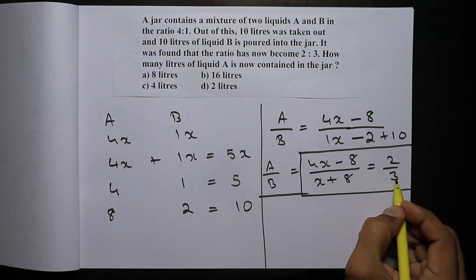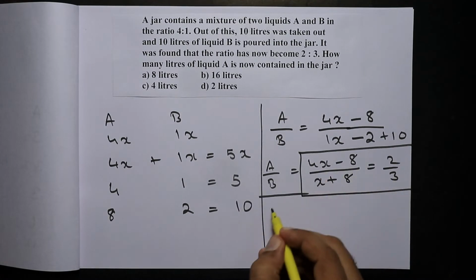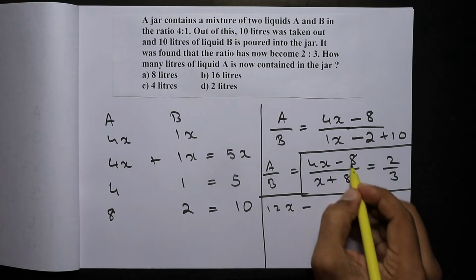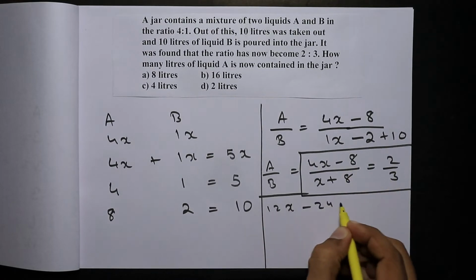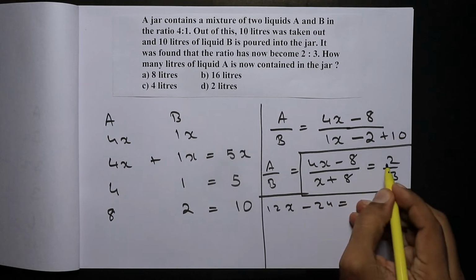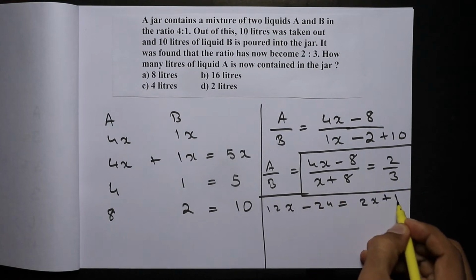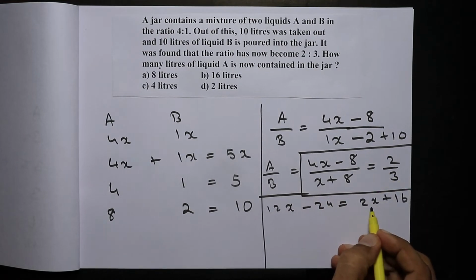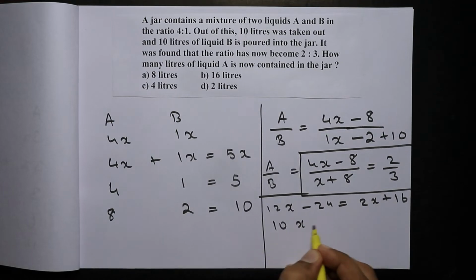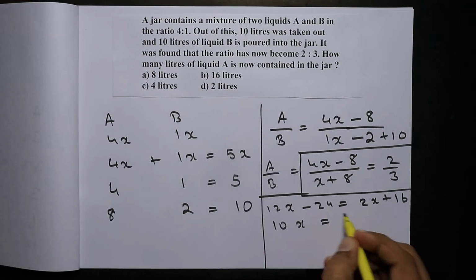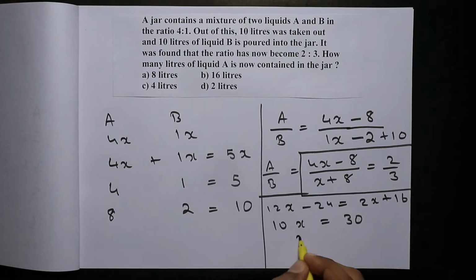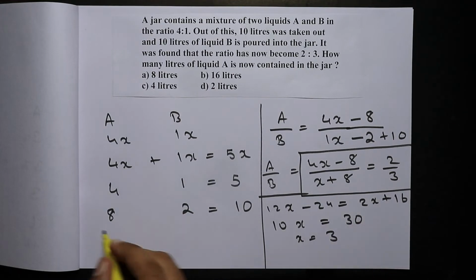So here you have 3 into 4x minus 8. So that will be 12x minus 8 into 3, 24. That is equal to x plus 8 into 2. That is 2x plus 16. I'll bring 2x to this side. So that will be 10x is equal to 16 plus 24, 40. Or x is equal to 4.